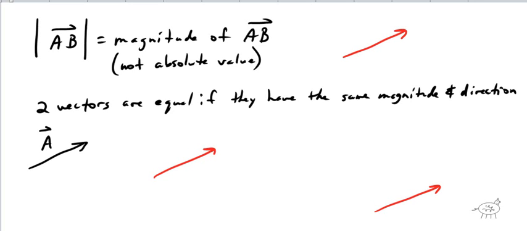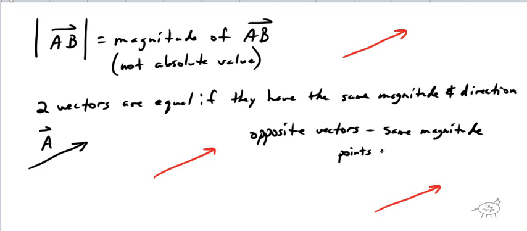And then we have opposite vectors. Basically, opposite vectors have the same magnitude, but point in opposite directions. Here's an example: that and that. Those are opposite vectors. Pretty simple.